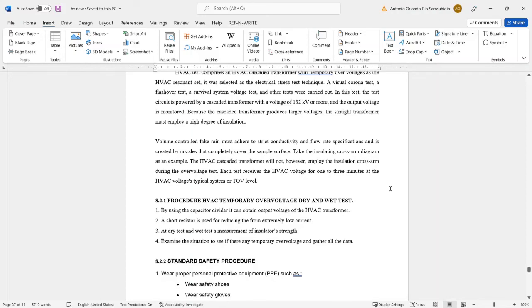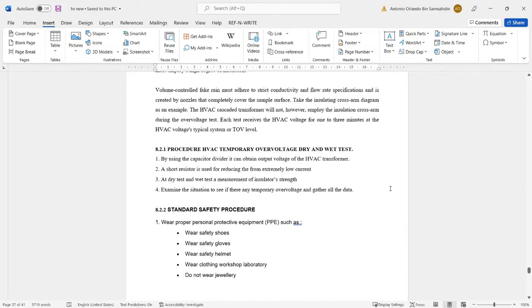The procedure of the HVAC temporary overvoltage dry and wet test: firstly, by using a capacitor divider, we can obtain the output voltage of the HVAC transformer. A short resistor is used for reducing the current to extremely low. Other than that, the dry test and wet test measure the insulator strength. Lastly, for the HVAC temporary overvoltage wet test, we examine the situation to see if there is any temporary overvoltage, and gather all the data.